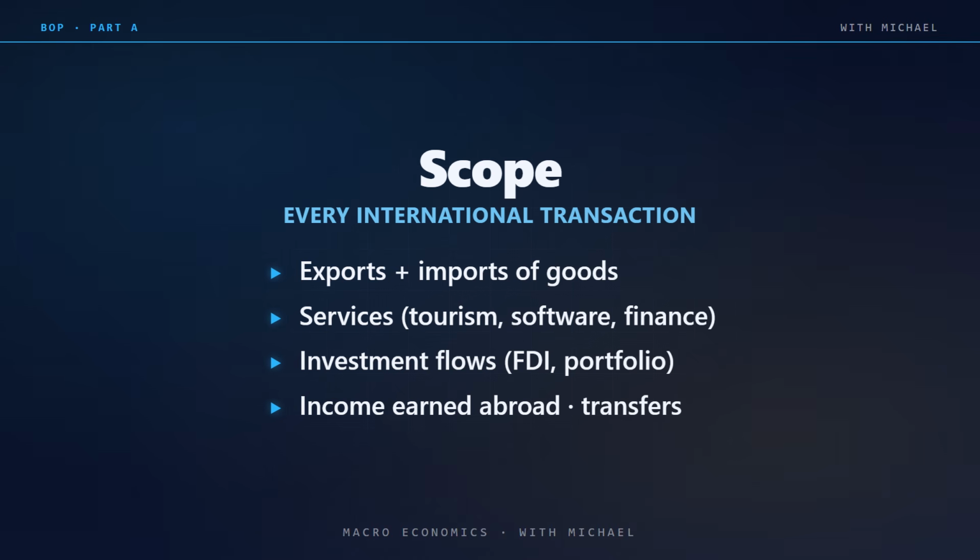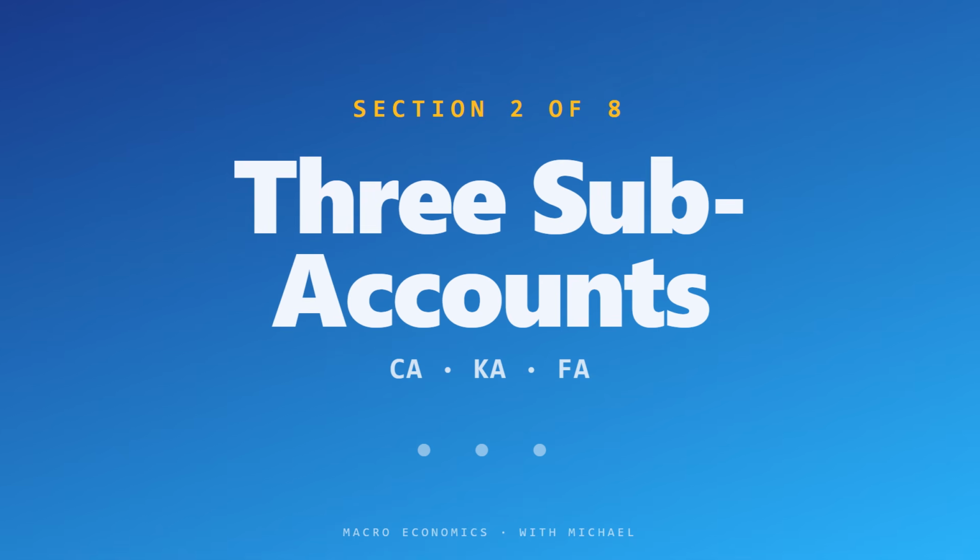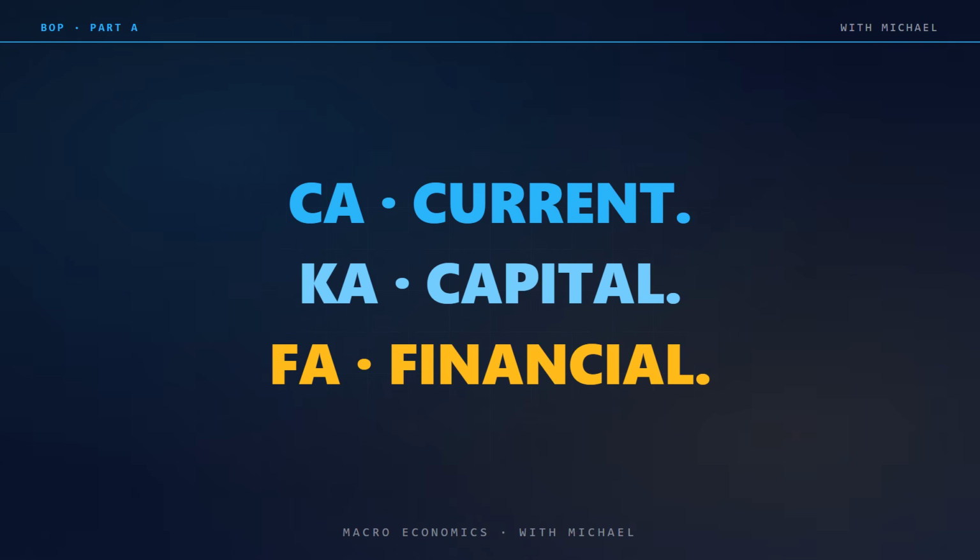Section 2. Three sub-accounts. The balance of payments has three main components. The current account, abbreviated CA, records flows of goods, services, income, and unilateral transfers. The capital account, KA, records one-time transfers of capital, like debt forgiveness or migrant transfers. The financial account, FA, records purchases and sales of financial assets across borders. Each account captures a different kind of economic relationship. Together, they cover everything that crosses the border. We will look at each one in detail.